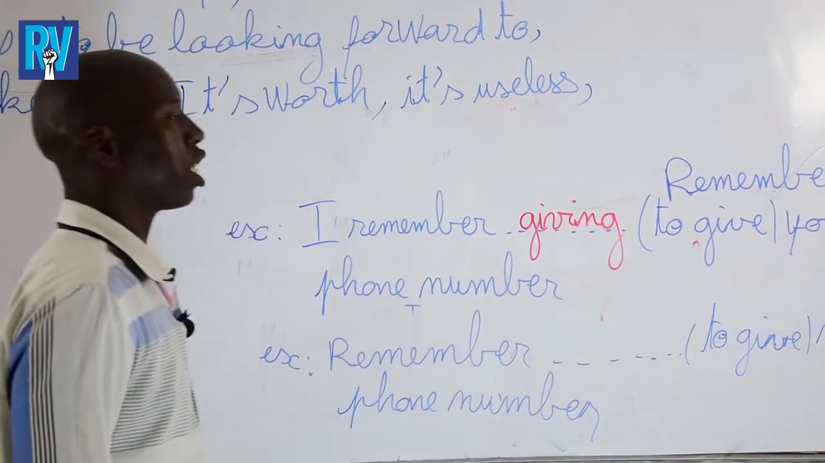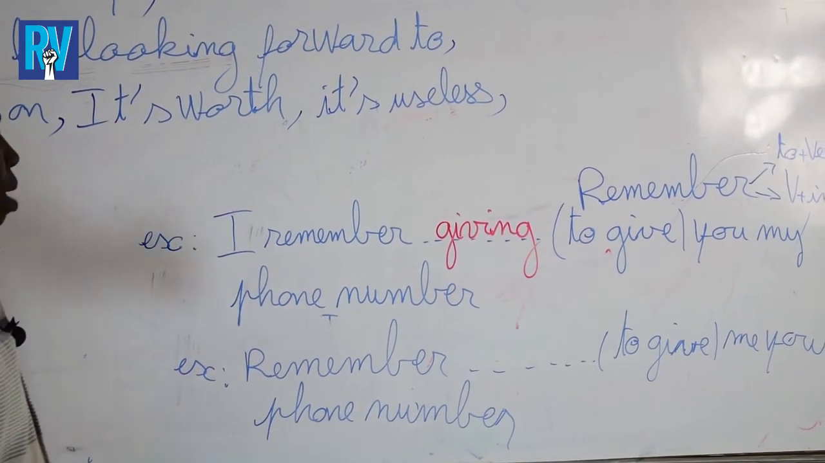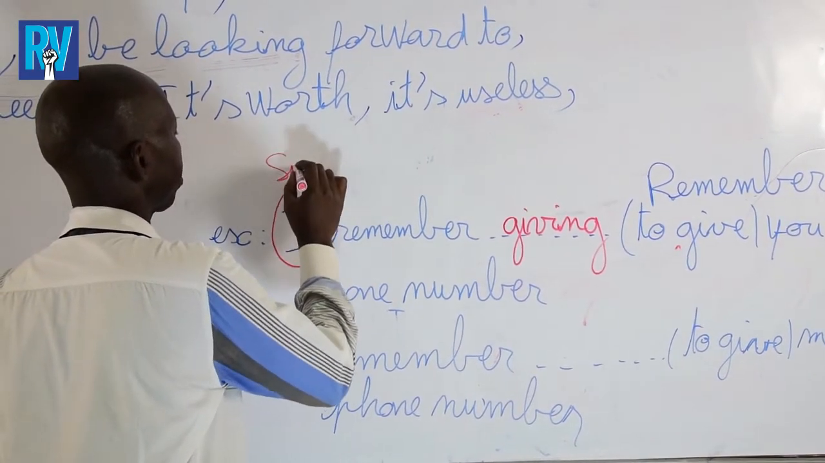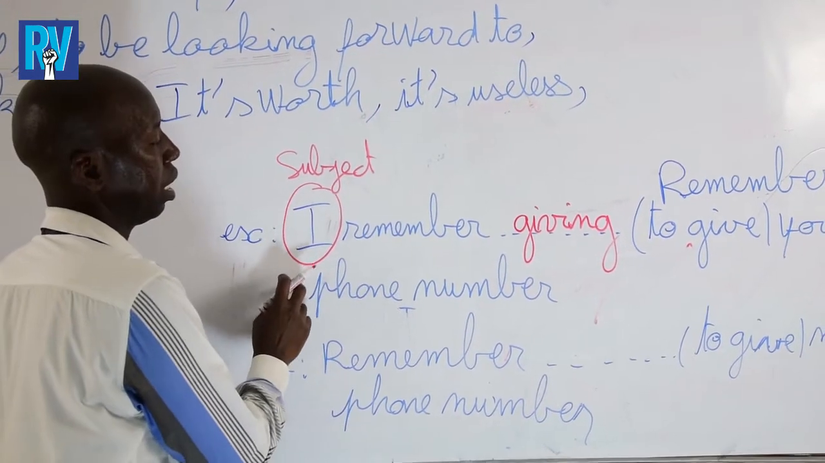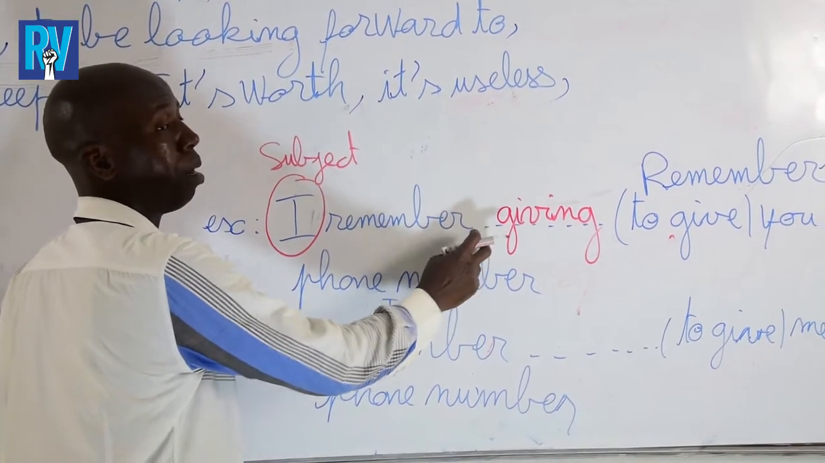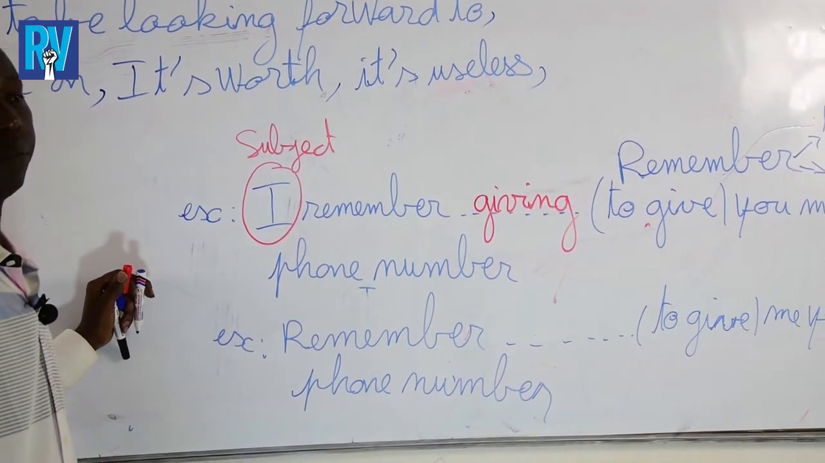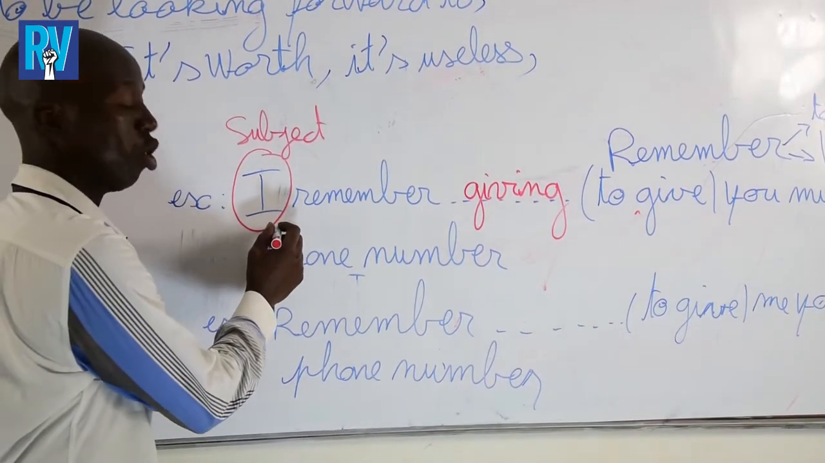I remember giving you my phone number. Pourquoi? Parce que remember a un sujet. Subject. Quand remember a un sujet, le verbe qui suit remember prend la forme ing. I remember giving you my phone number. Je me rappelle avoir donné mon numéro de téléphone. Parce que remember a un sujet.